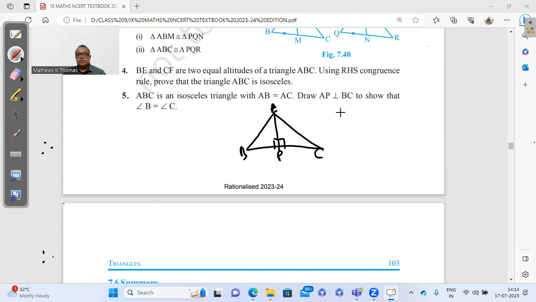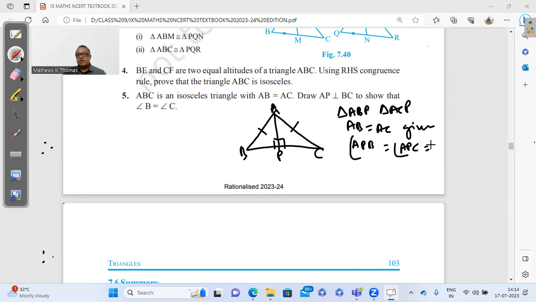So again, a simple question. The triangles that we need to prove congruent, ABP and ACP, are very evident to us. There are only two triangles. AB and AC are already given to us, so that can be taken as the first condition. AB equal to AC, given. And AP is given perpendicular, so these two are 90. Perpendicular means 90. So angle APB is equal to angle APC, 90 degrees.